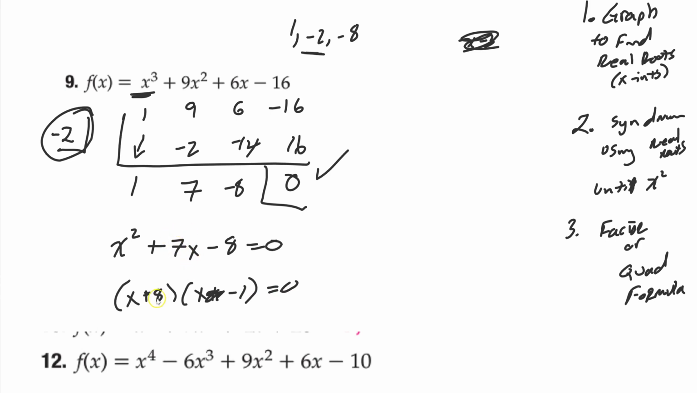I need the middle to be 7, so the bigger term should be positive. And you get x equals 1 and -8. So those are my 3 roots. I got 1, -8, and -2, just like I said from the beginning.